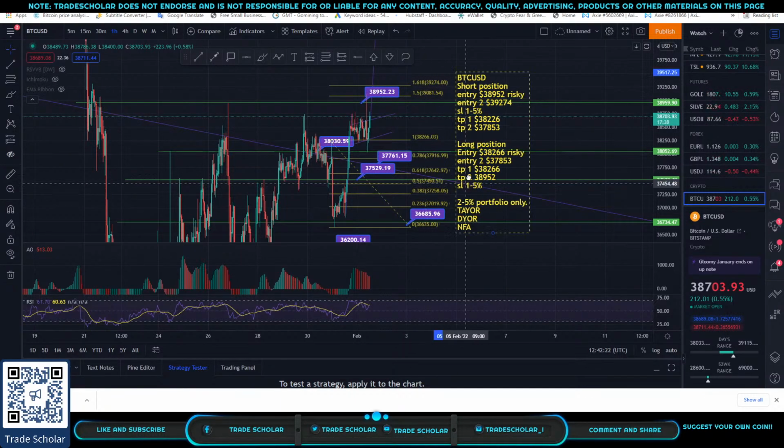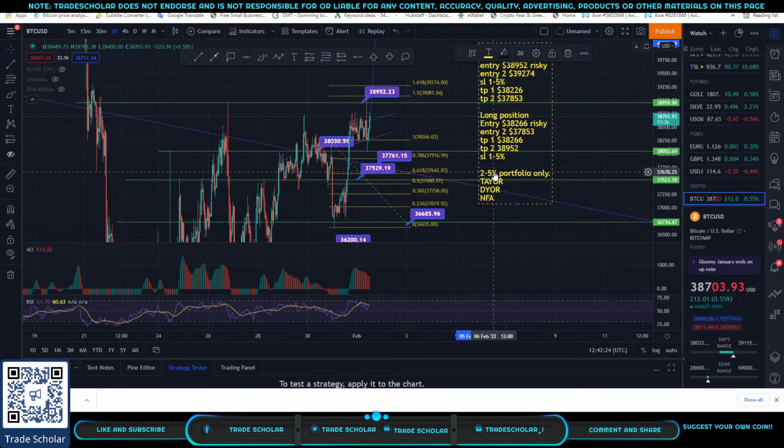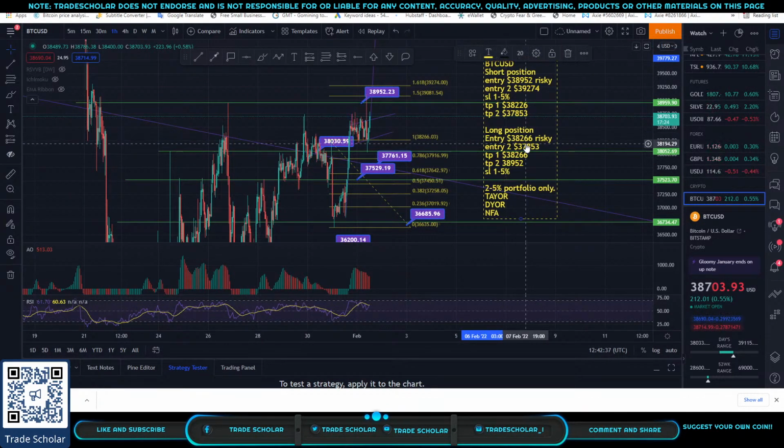39,274. Okay, just use 1 to 5% and stop loss 1 to 5% stop loss, and then your portfolio 2 to 5% only. Trade at your own risk, do your own research. NFA, not financial advice. Okay, take a screenshot. 1, 2, 3. Okay, that's great.